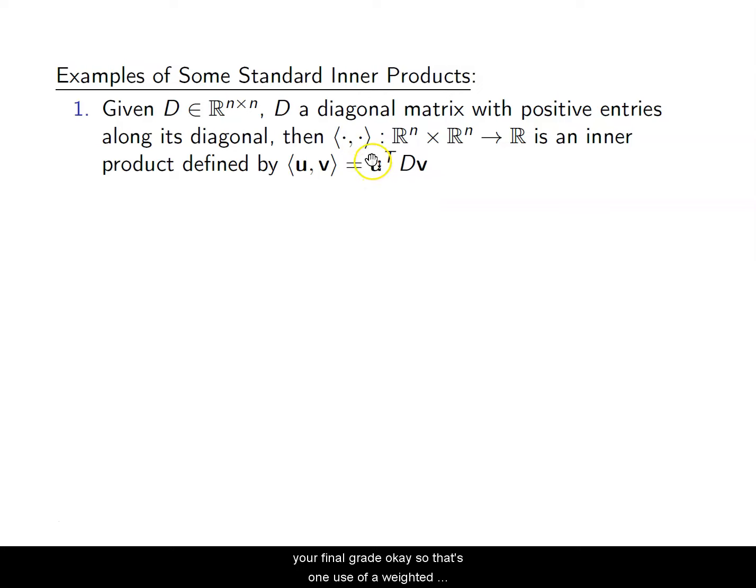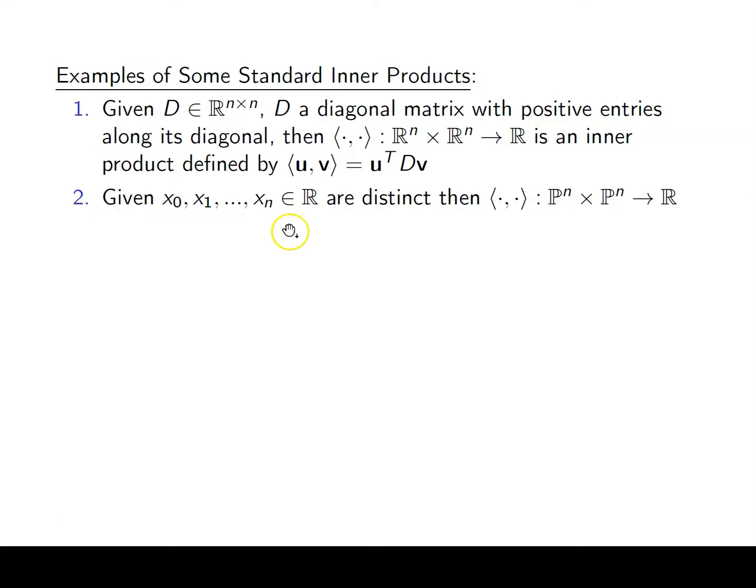Okay, so that's one use of a weighted inner product in application. That's the easiest one because it's a dot product, right? So that's one. Okay, 2, this is saying that we have variables in R that are distinct. So if we had an x vector, these would be single values in an x vector. Each of these are real numbers and they are distinct. There's no common terms here. This could be 1, 2, 3, 4, whatever.